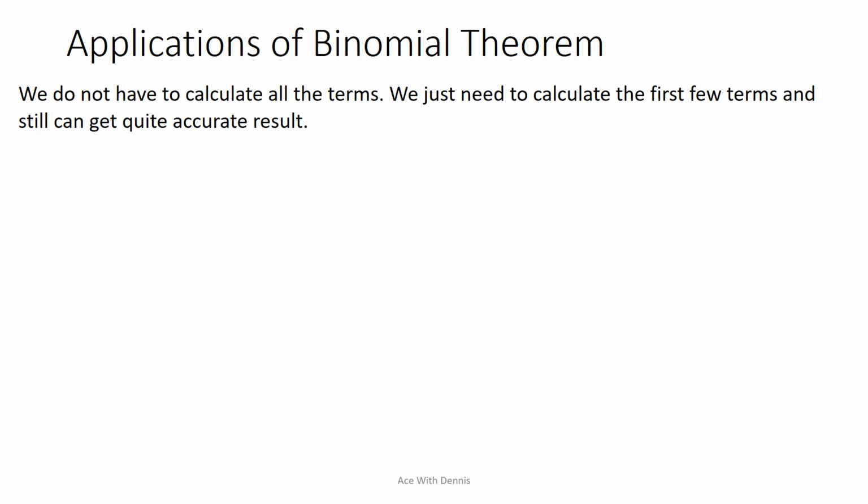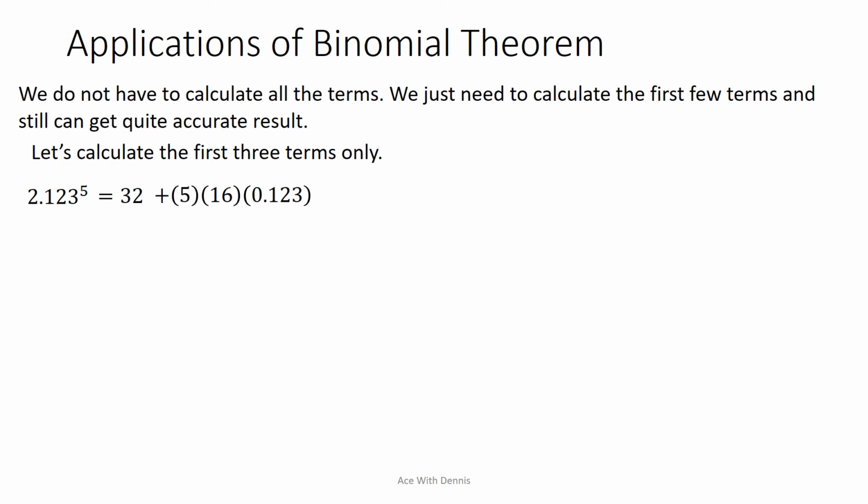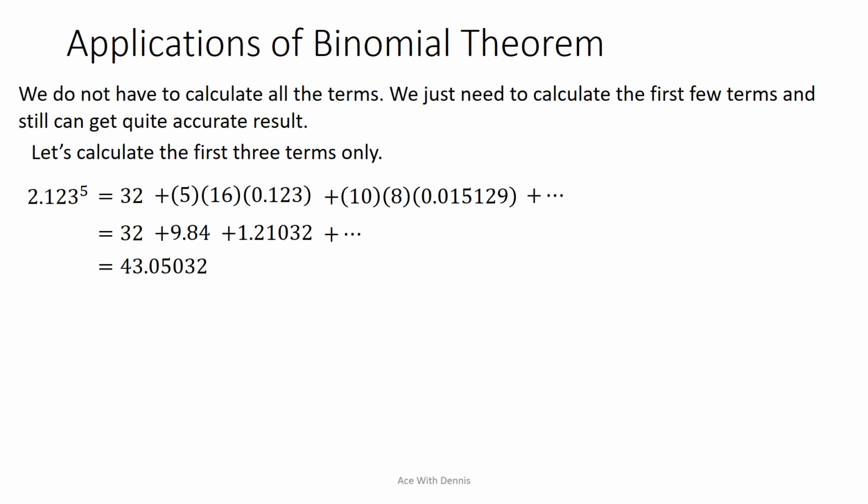So we do not have to calculate all the terms. We just need to calculate the first few terms and can still get quite accurate results. Let's calculate the first three terms only for 2.123 to the power 5. Just now we expanded to get 32 plus 5 times 16 times 0.123 plus 10 times 8 times 0.015129. We can ignore the terms behind and just add these three numbers. The answer is 43.05032, or rounded to three significant figures, 43.1.